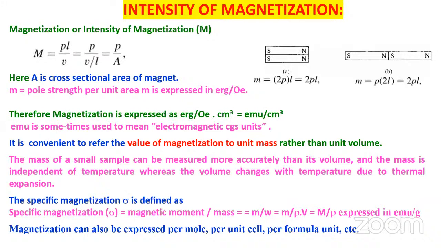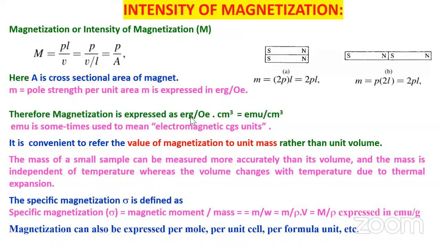Therefore, another term comes into the picture, called specific magnetization. Magnetization is basically the ratio of magnetic moment to volume, or magnetic moment per unit volume. This can be expressed in CGS units, per centimeter cube. But considering the difficulty in measuring volume, it is often expressed as specific magnetization, which is the magnetic moment per unit mass, M by W. Mass per unit volume is the density, so the mass can be expressed in terms of density and volume, and M by rho into V gives you the specific magnetization.